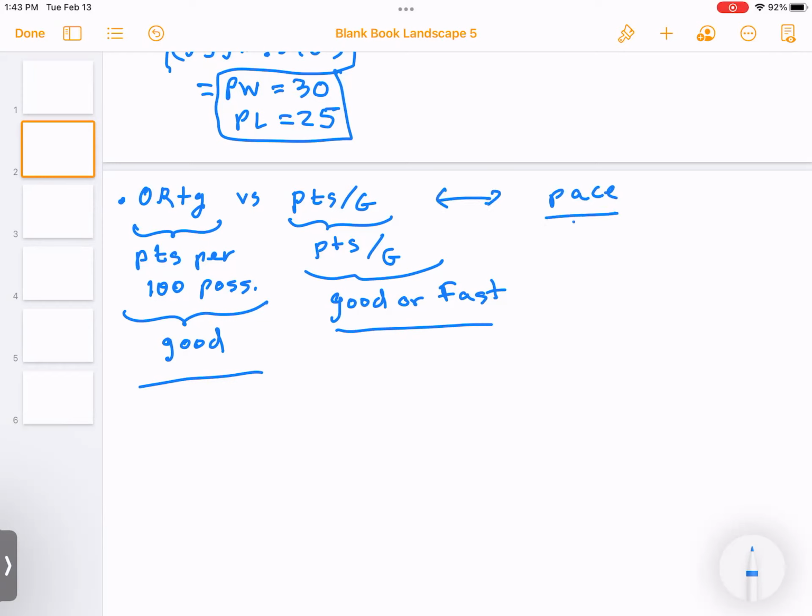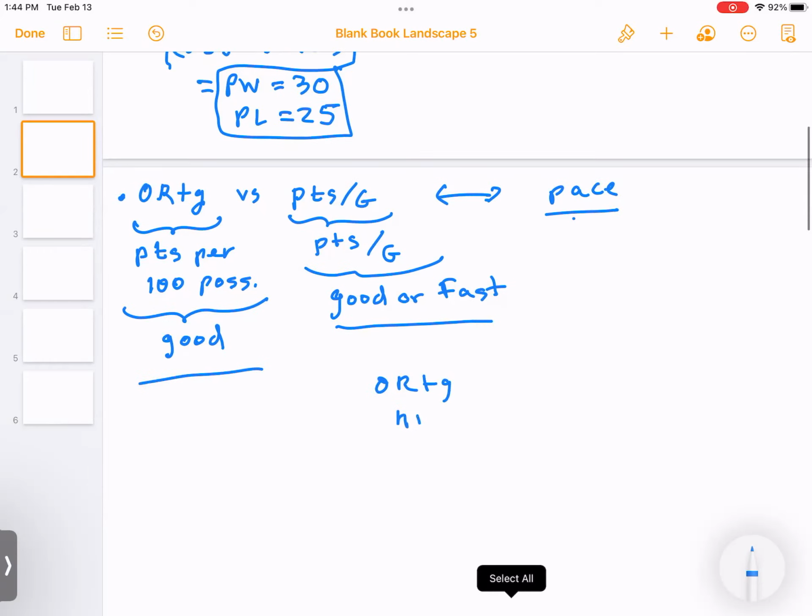Let me make a little game for you. Let's say O rating is high, and say points per game is moderate. What can you conclude about pace? You don't have to say anything. I mean, you're not being shown on the screen either if you don't. But if you want to, go ahead.